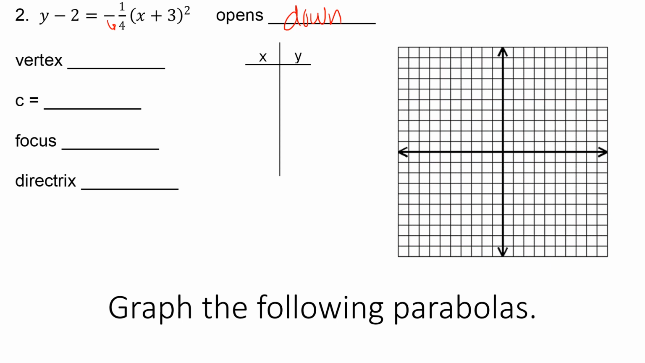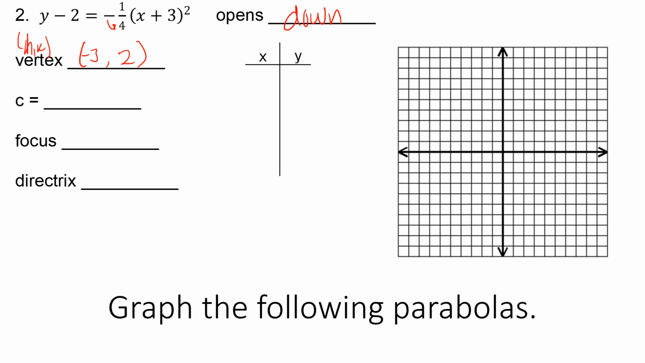Okay. Your vertex again, that's going to be your h comma your k. So h comma k, we're going to look for our h. Our h is always with our x. If it says plus 3, that means that it was a negative 3. Y minus 2 means that we have a positive 2 for our k.